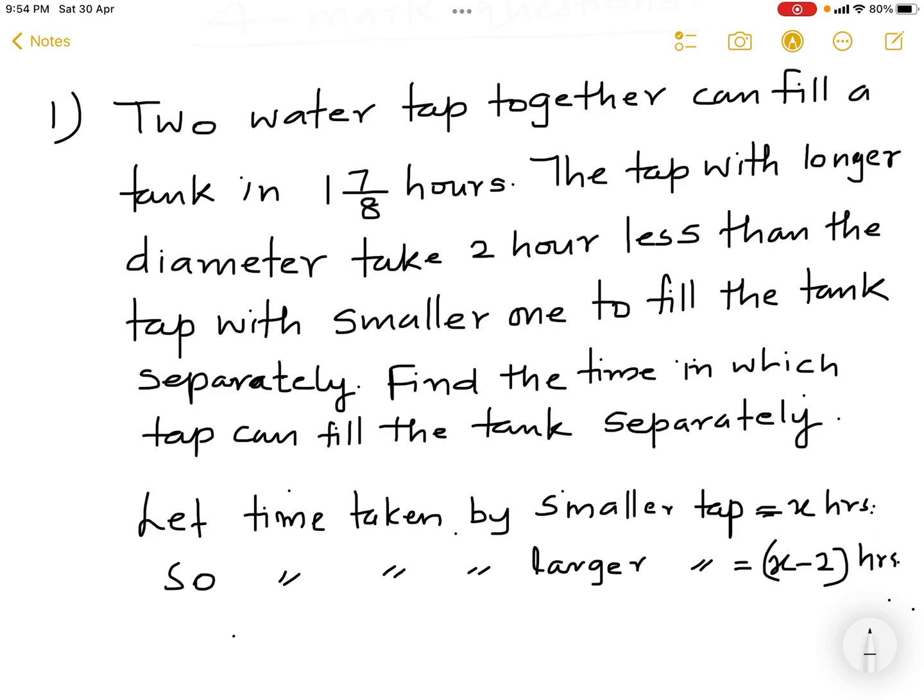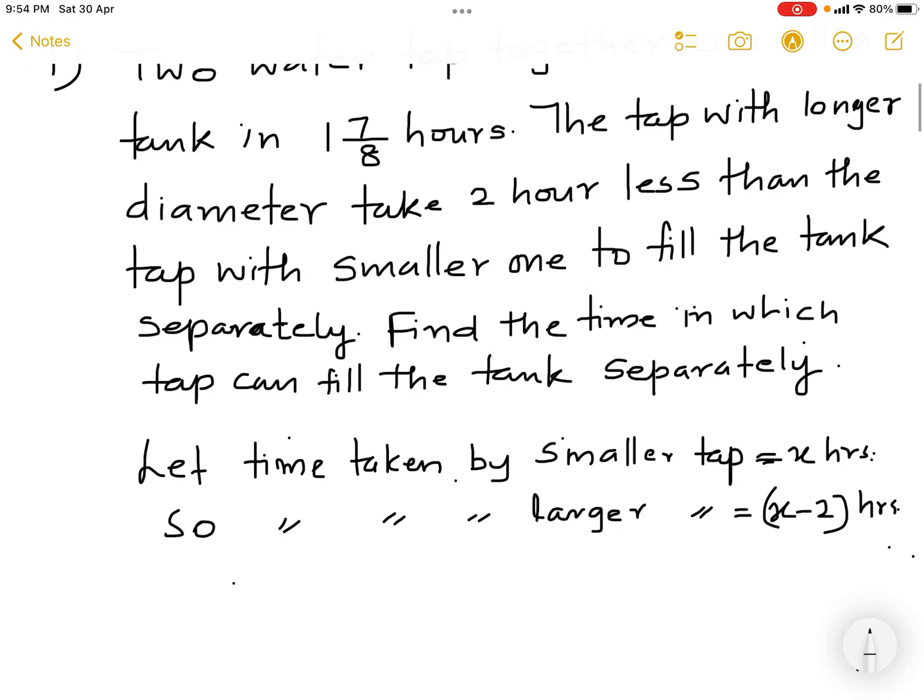Diameter increases, time taken decreases. It is an inverse proportion. The smaller tap takes more time. The larger tap takes less time.